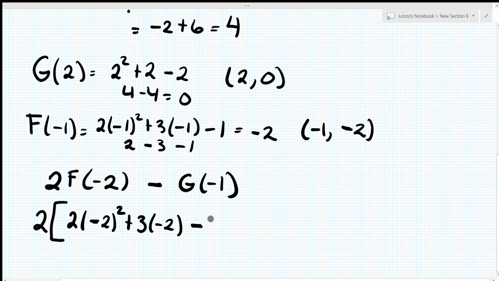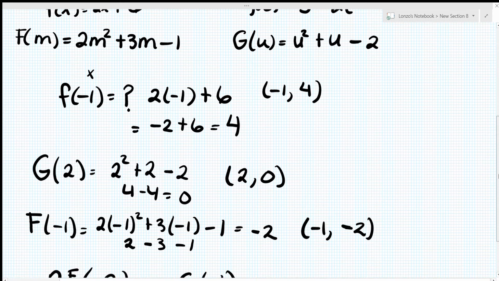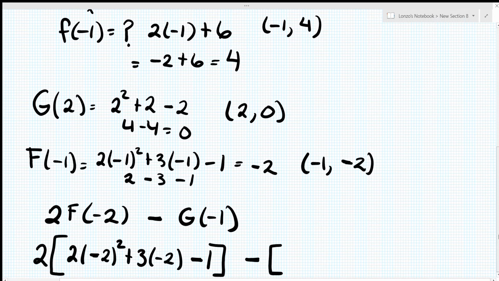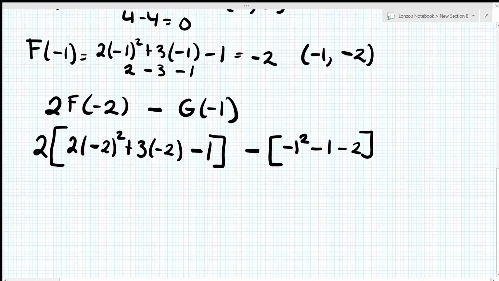minus 1, and then close that bracket, and then it's going to be minus, and I'm going to put another bracket because I have to distribute this negative, right? So when you put in -1 into big G, that one, u squared plus u minus 2, you will get -1 squared minus 1 minus 2, close the bracket.